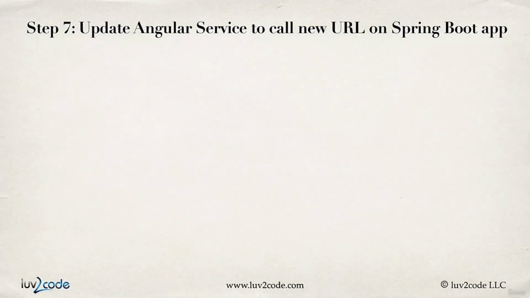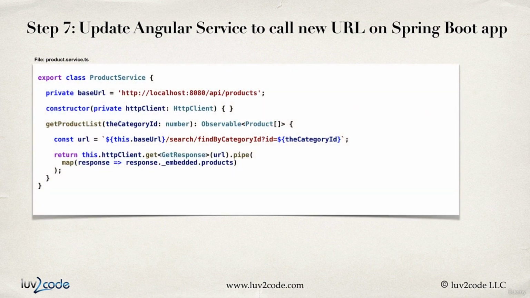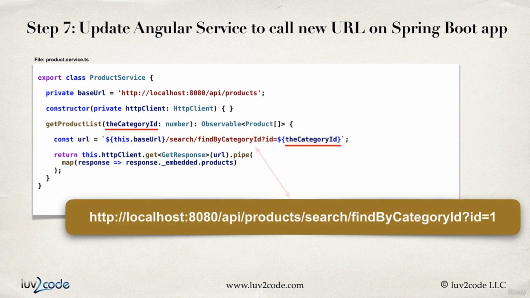All right, in our final step, step 7, almost done, we need to update the Angular service to call the new URL on our Spring Boot application. Here's our product.service.ts. We have our base URL and this method getProductList. We're going to add this new parameter, the category ID, which is a number. Then we set up the reference: base URL /search/findByCategoryId, and then we append the category ID that was passed into this method. So it'll give us an ID of 1, 2, 3, or 4 based on the parameter that we pass to this Angular method in our product service.